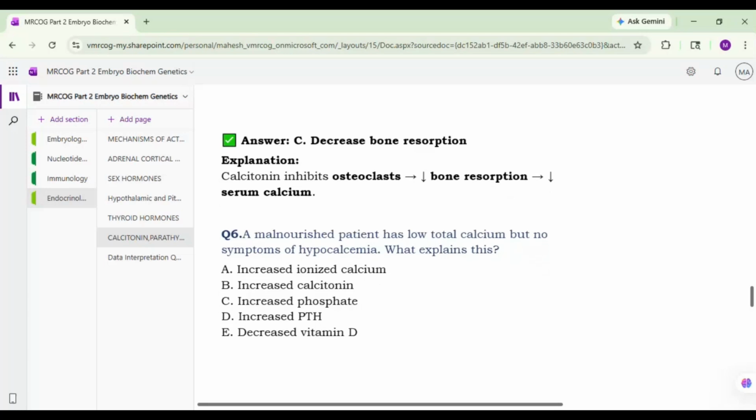Next. A malnourished patient has low total calcium but no signs of hypocalcemia. What explains this?